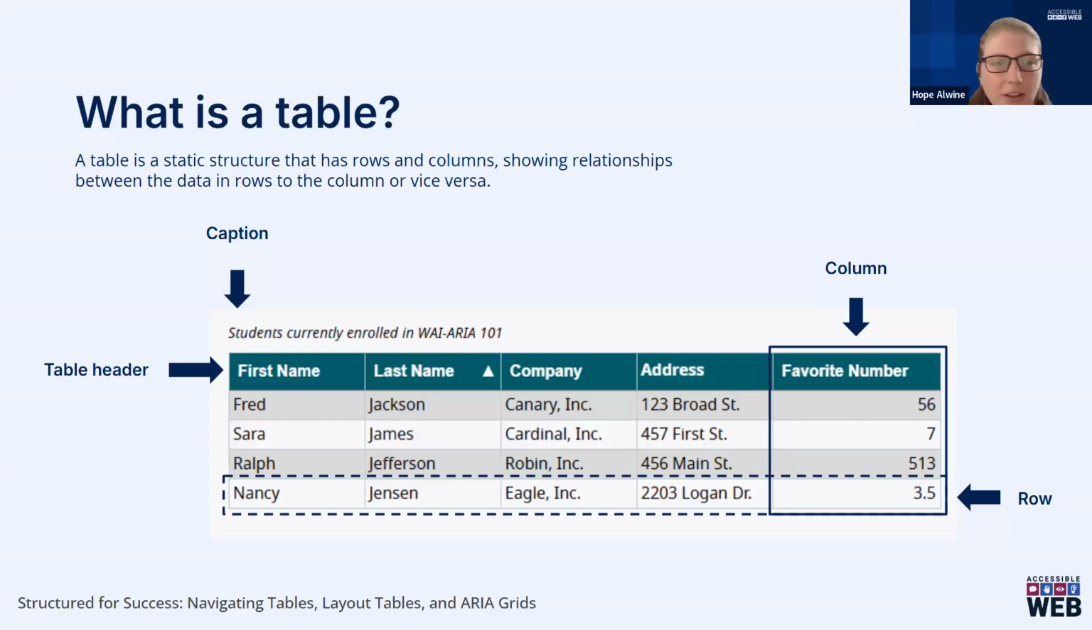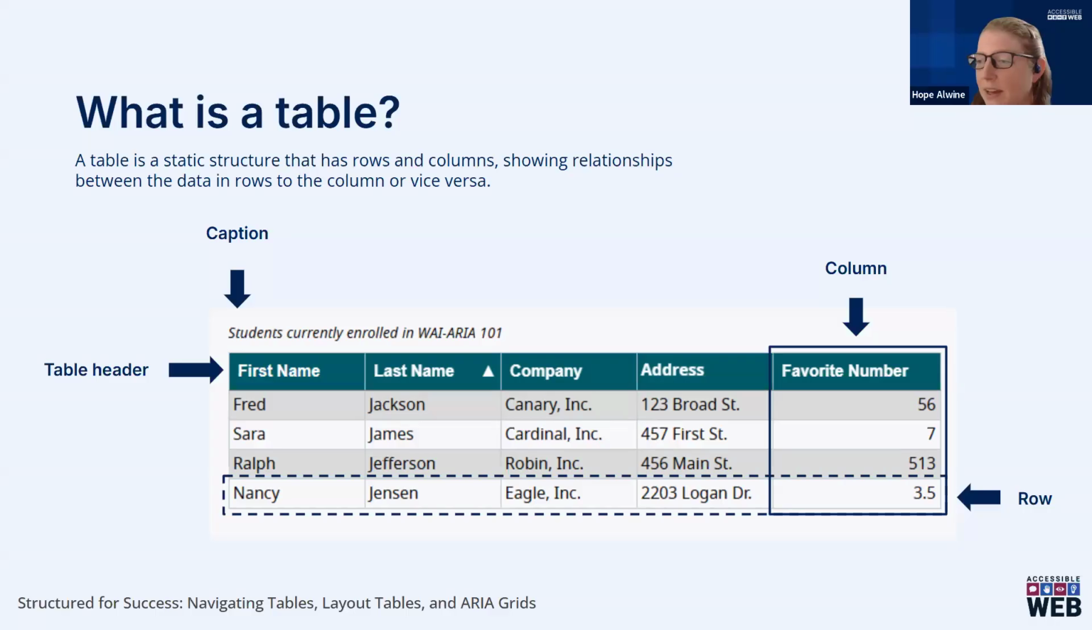The next part we're going to look at is the table header, which has white text in bold with a teal background that is different from the rest of the table. That visually indicates this is the column header row. It is also coded differently, within the table header tags. Next, we have the column, which I have highlighted with a navy outline: the last column on the right, titled favorite number.